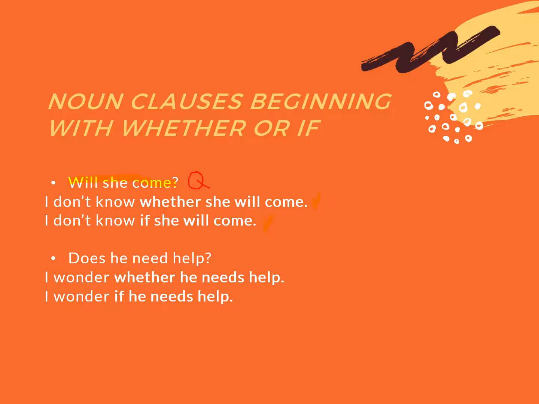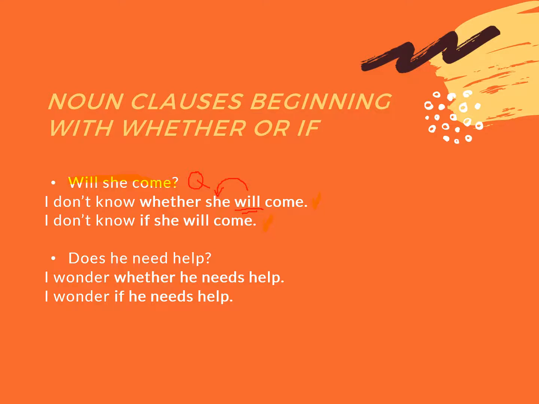Now there are changes here. Because it uses the modal "will," the two simply replace each other. So here "will" changed places with "she," and "she" replaced "will."